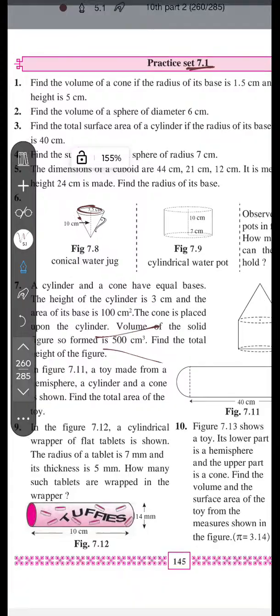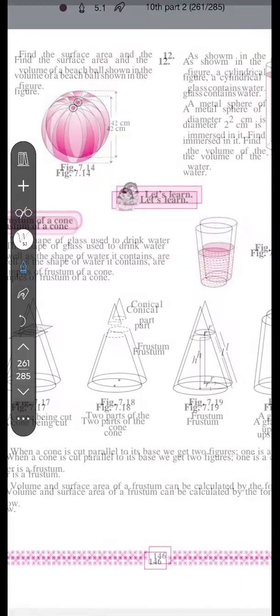Now let's talk about that cylinder also. 10 centimeter is nothing but the height of the conical water jug. This one is a height, 7, and that 7 is the radius of that jug. So here we will start with this question.